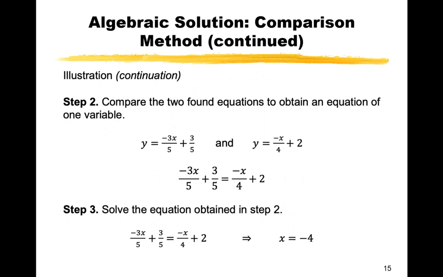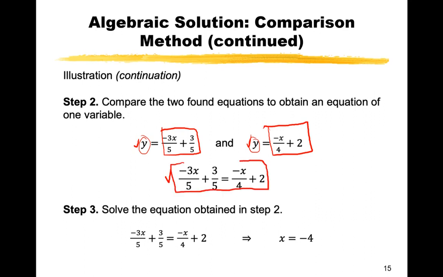Step 2. Compare the two found equations to obtain an equation of one variable. Now, ito na established nating equations, right? From this one, we can safely say that these two expressions are equal with each other. Paano natin nasabi yon? Because parehas silang equal sa y, right? We can safely assume that they are both equal to y, kaya pwede natin silang i-equate. Then by doing so, ito yung makikreate nating equation after doing that. So negative 3x over 5 plus 3/5 is equal to negative x over 4 plus 2.